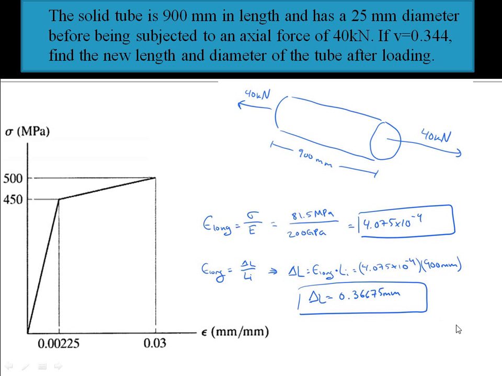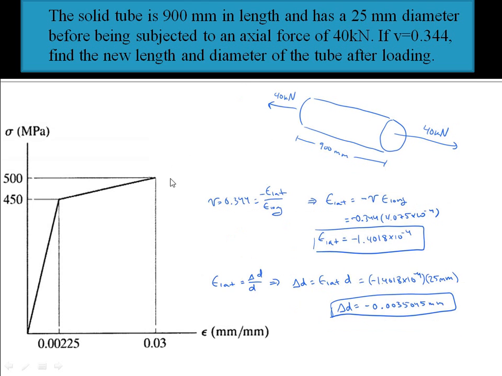So we know the change in length at this point, and we know the initial length. Now from here on I moved to diameter. They gave us Poisson's ratio, and we just found E longitude. So I used Poisson's ratio and E longitude to find E latitude, and that relates it to diameter. Once again I rearranged my equation, plugged in the number I was given and the number I calculated, and I get latitude strain to be negative 1.4018 times 10 to the negative fourth. You need to remember that these are unitless. Strains are always unitless because it's like a millimeter over a millimeter, so that's just 1, right?